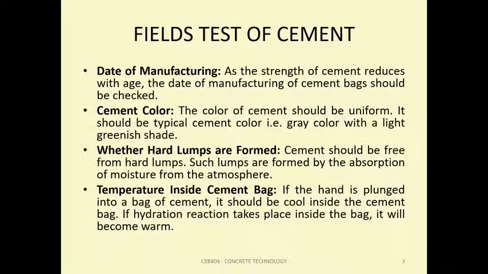In the field, one has to check the date of manufacturing. As we all know, the strength of the cement reduces with age. Hence, the date of manufacturing of the cement bag should be checked. The next one is cement color. The color of the cement should be uniform. It should be a typical cement color, that is gray with a light shade. If not, it indicates some adulteration in it.